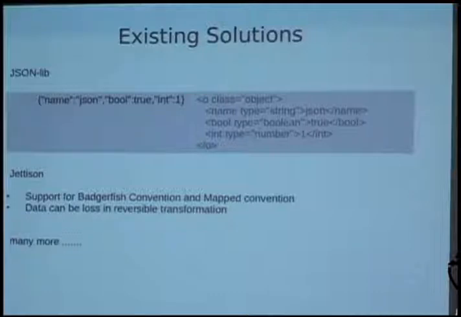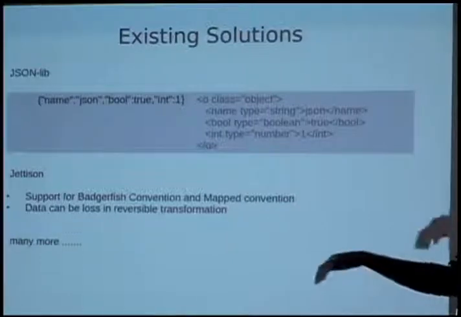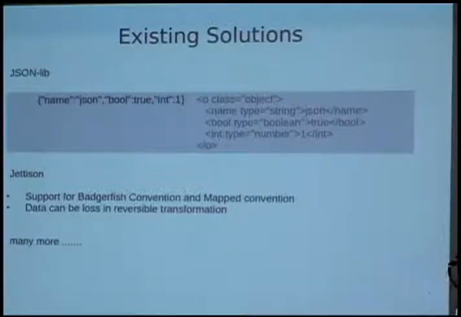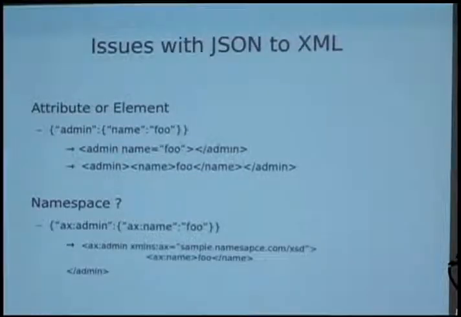Some kind of performance issue is there, since we get the input string, read it and write it out as an XML string. The basic issue in JSON to XML transformation is how we identify whether something is an attribute or an element, and the namespace. XML has the concept called namespaces, but JSON doesn't support namespaces.